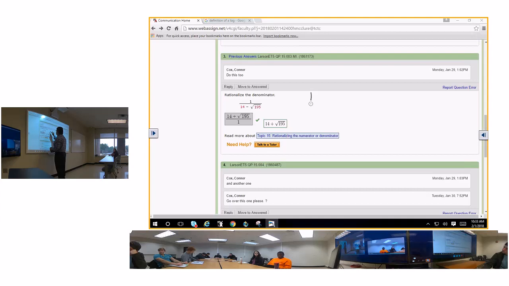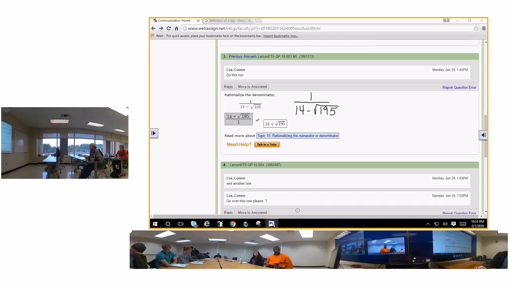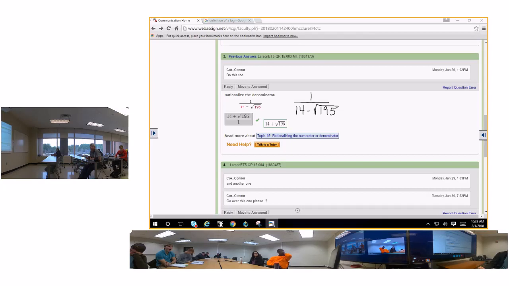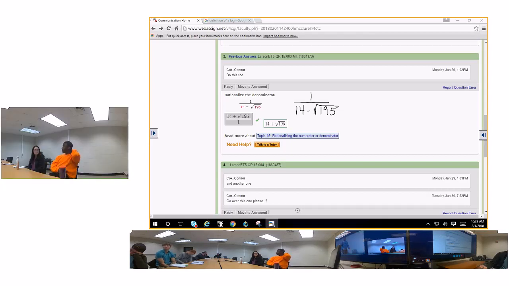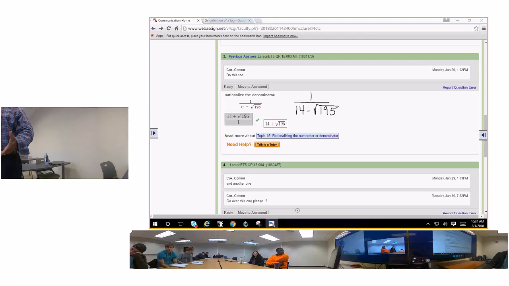So we've got 1 over 14 minus the square root of 195. Now, what is the C word we're going to use to rationalize the numerator or denominator? C-O-N. Con. Yeah, that's right. Conjugate. You're going to use the conjugate. What is the conjugate? The opposite what?